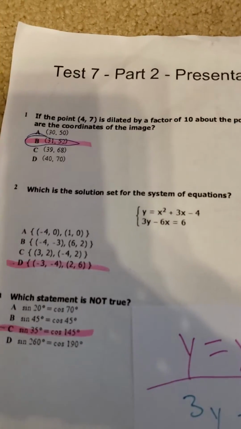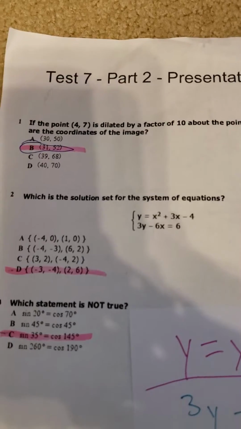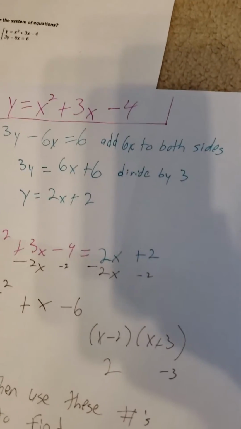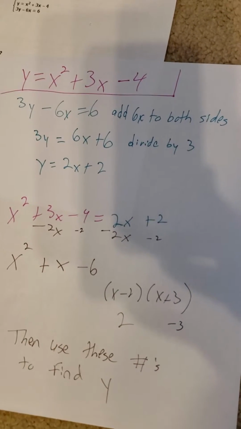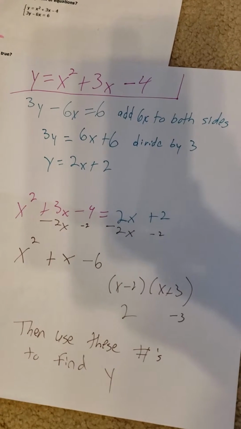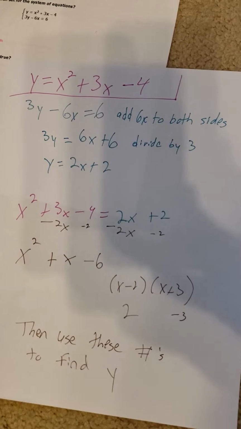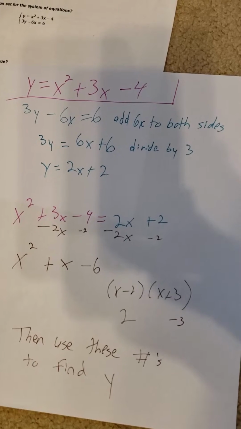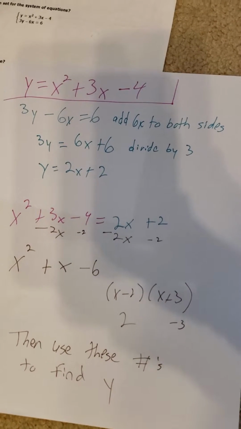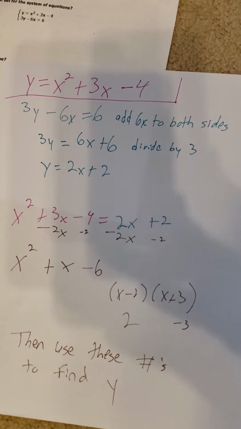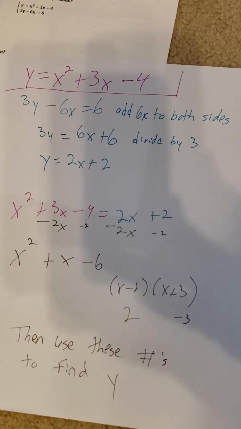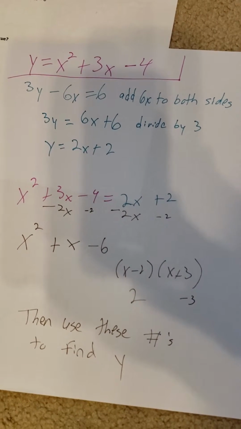For our second problem, we need the solution set for the system of equations. We have y equals x squared plus 3x minus 4 and 3y minus 6x equals 6. Well, we first have to add 6x to both sides, which is going to give us 3y equals 6x plus 6. We then have to divide both sides by 3, which will give us y equals 2x plus 2.